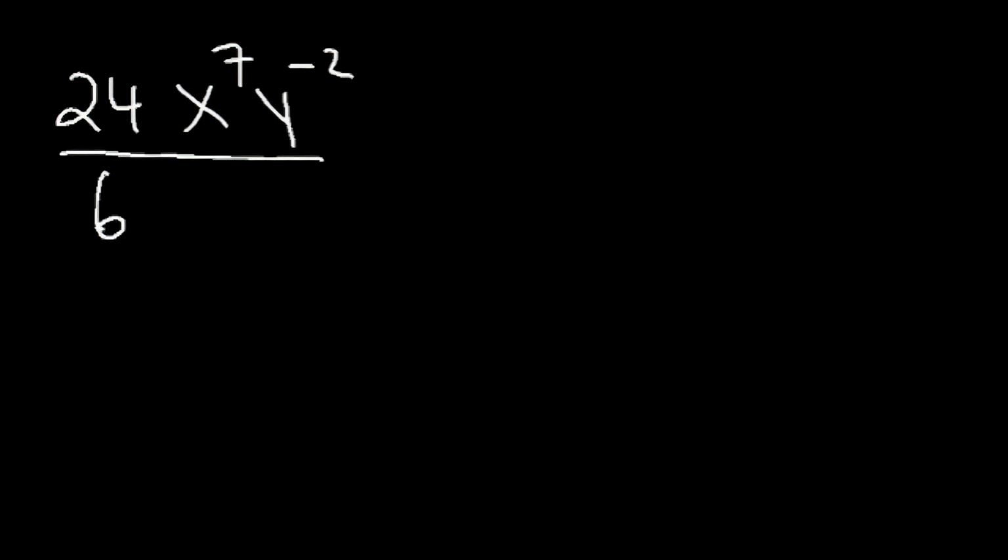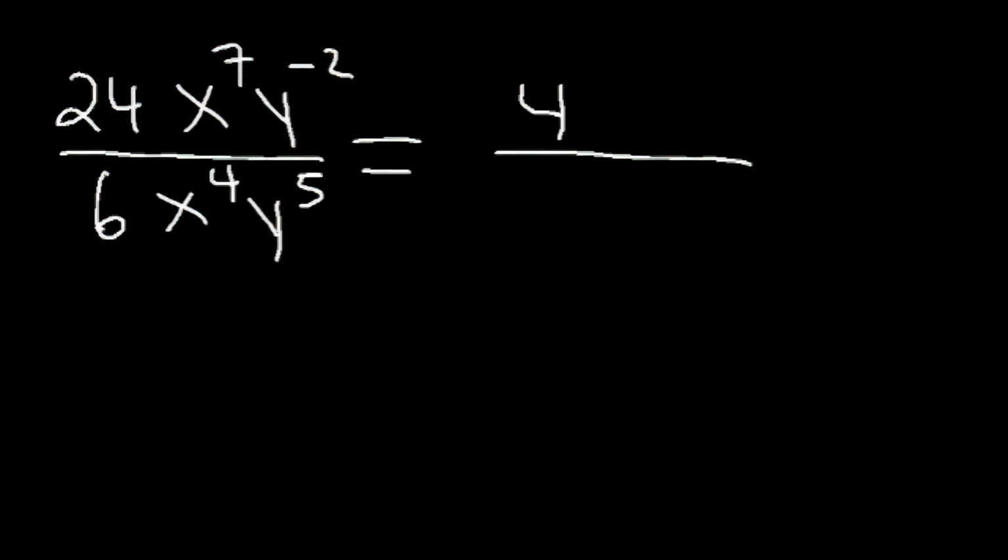Now, what if we have a problem that looks like this? 24x to the 7 y to the negative 2 divided by 6x to the 4 y to the 5th. What's the answer? So we need to divide. Let's divide 24 by 6. 24 divided by 6 is 4. Now what's x to the 7 divided by x to the 4? We need to subtract. Top minus bottom. 7 minus 4 is 3. After you subtract it, initially it goes on top.